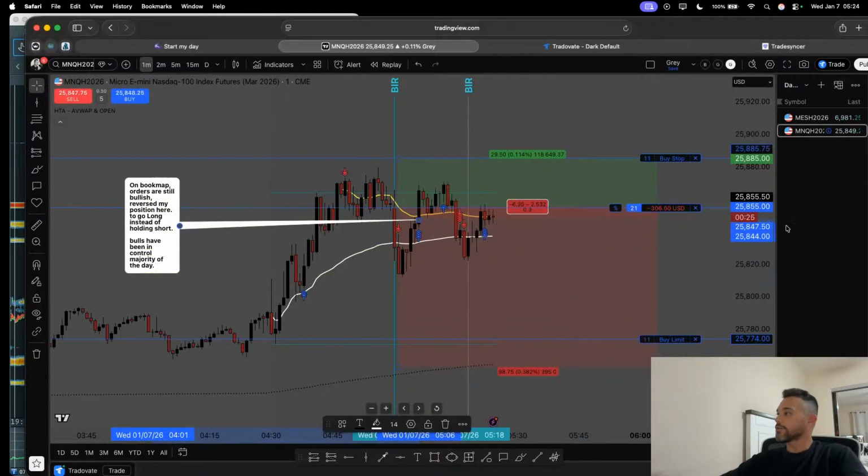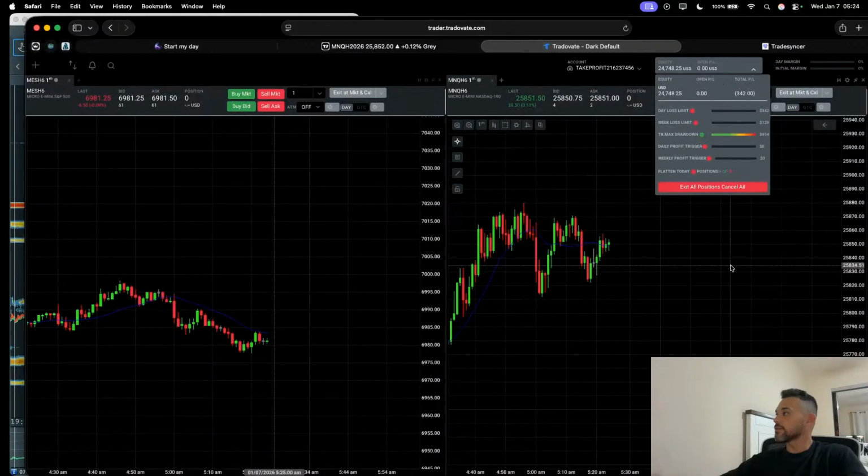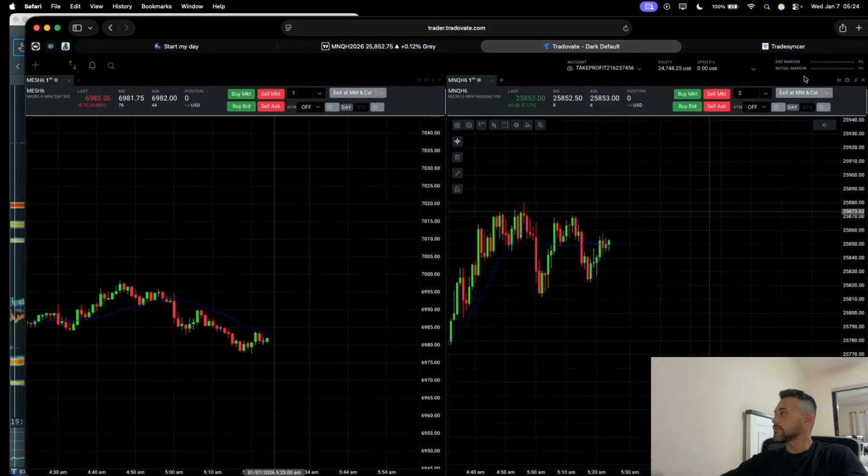Higher low, higher low. It does. I mean, like New Year VWAP's being respected, dude. It does not want to go lower.